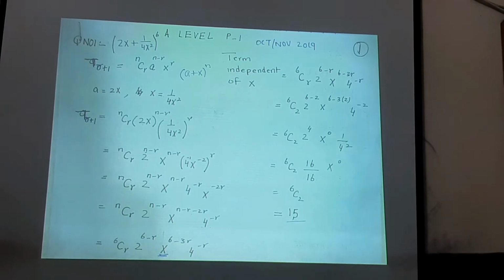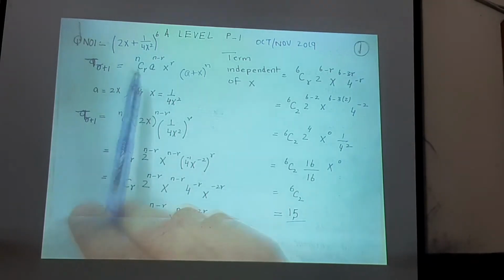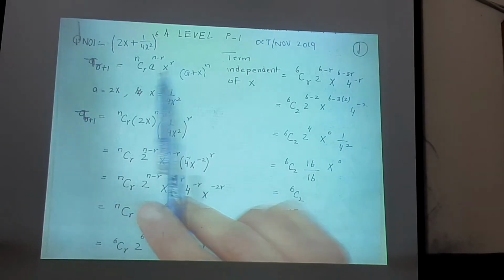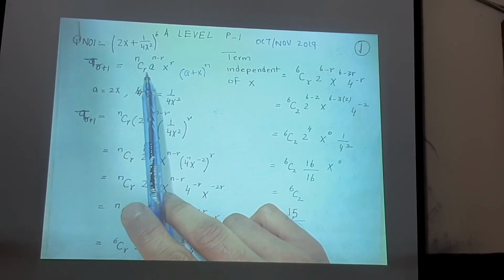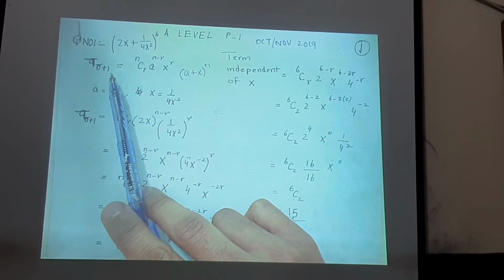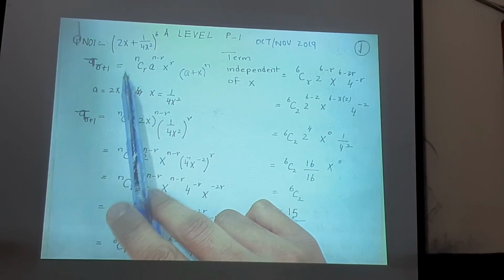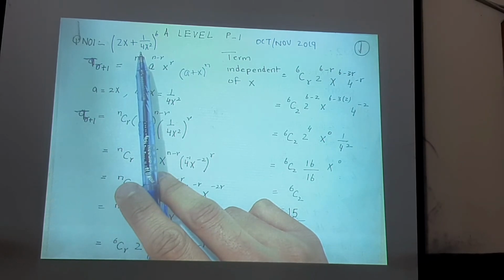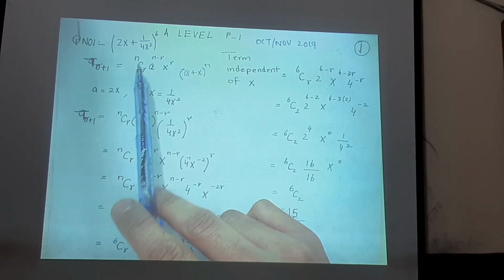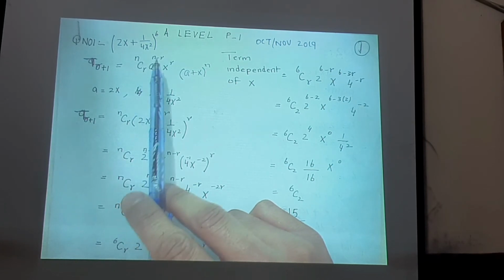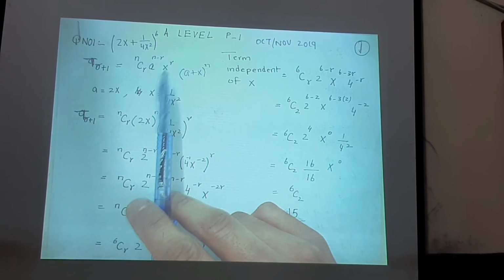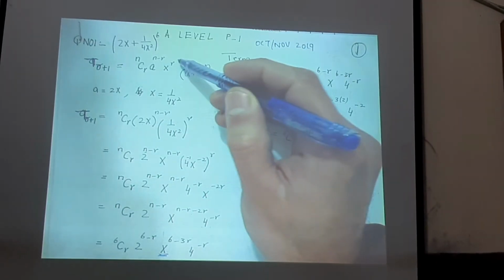So question number 1 is to expand this one, and we are going to apply this formula. This formula is for the general term. Now T(r+1) is any term in the expansion of (2x + 1/(4x²)) whole power 6. Here it is nCr a^(n−r) x^r. This is the formula up till here.